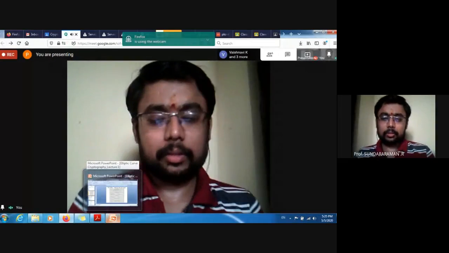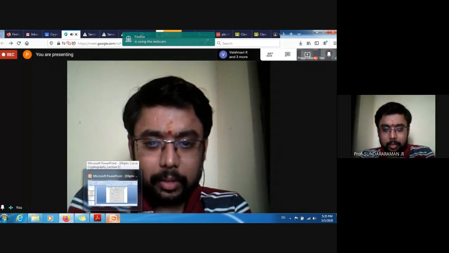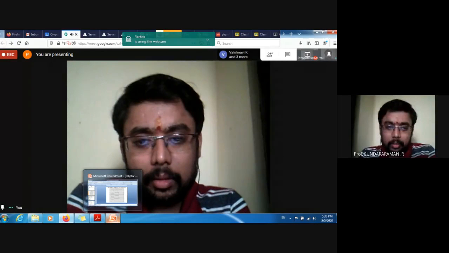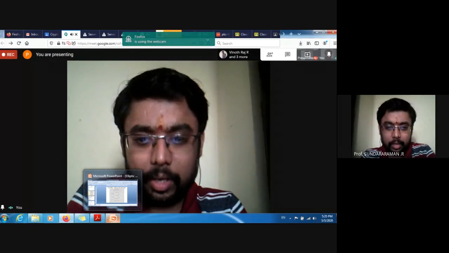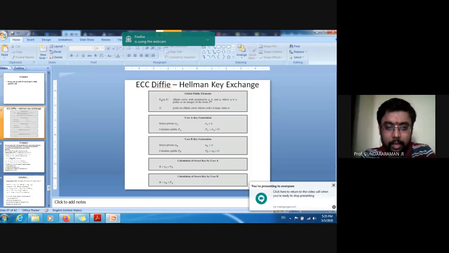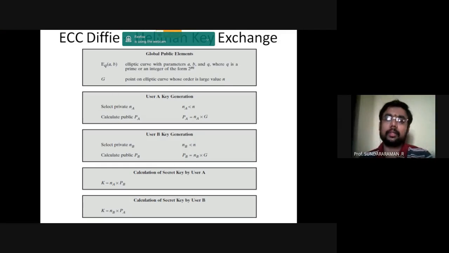My dear students, today we will be discussing the key exchange algorithm, which is performed using elliptic curve cryptography. Basically, most of the public key crypto systems demand the use of a key sharing protocol. And this slide probably explains the steps to be followed for public key cryptography using ECC.